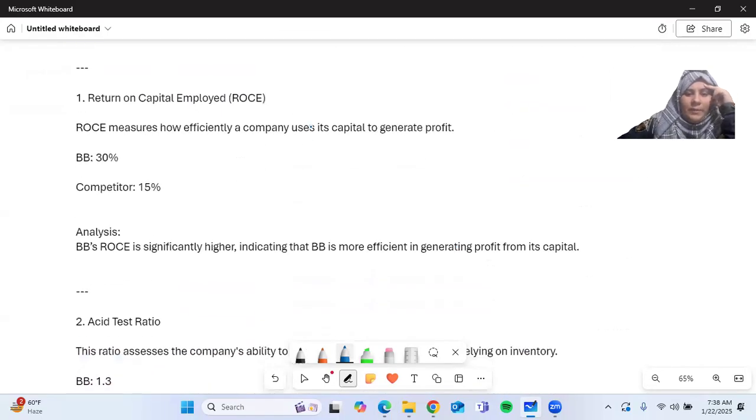So first of all, now let's talk about the return on capital employed. ROCE basically measures how efficiently a company uses its capital to generate profit. BB's return on capital employed is 30%, competitor is 15%. So BB's ROCE is significantly higher, indicating that BB is more efficient in generating profit from its capital.